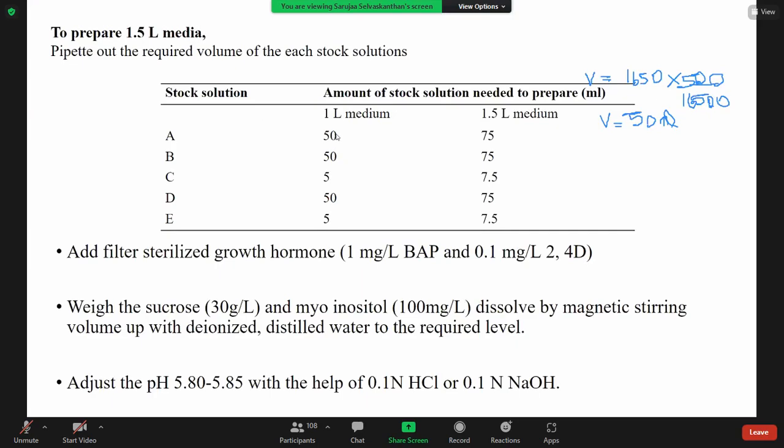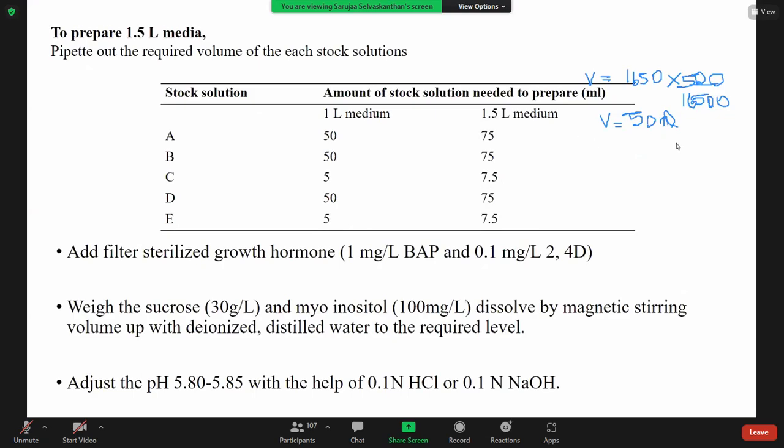Then just for an example, if we are preparing 500 milliliter stock solution, stock A, B, D, we have to pipette out 50 milliliter. C and E, we have to pipette out 5 milliliter. So if we are going to prepare 1.5 liter, 7.5 multiplied by 1.5. This amount of stock solutions we have to pipette out and pour it in one beaker, right? And then we have to make up the volume.